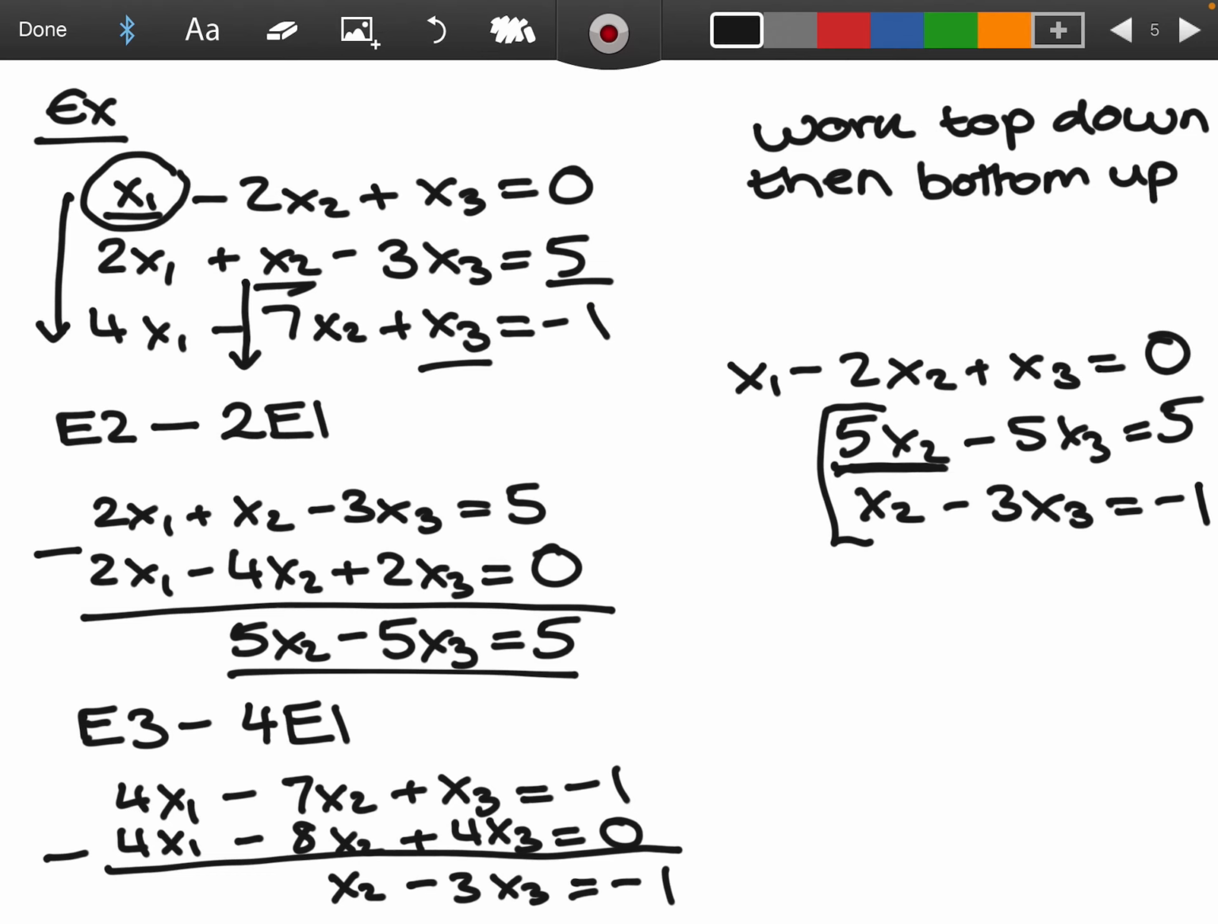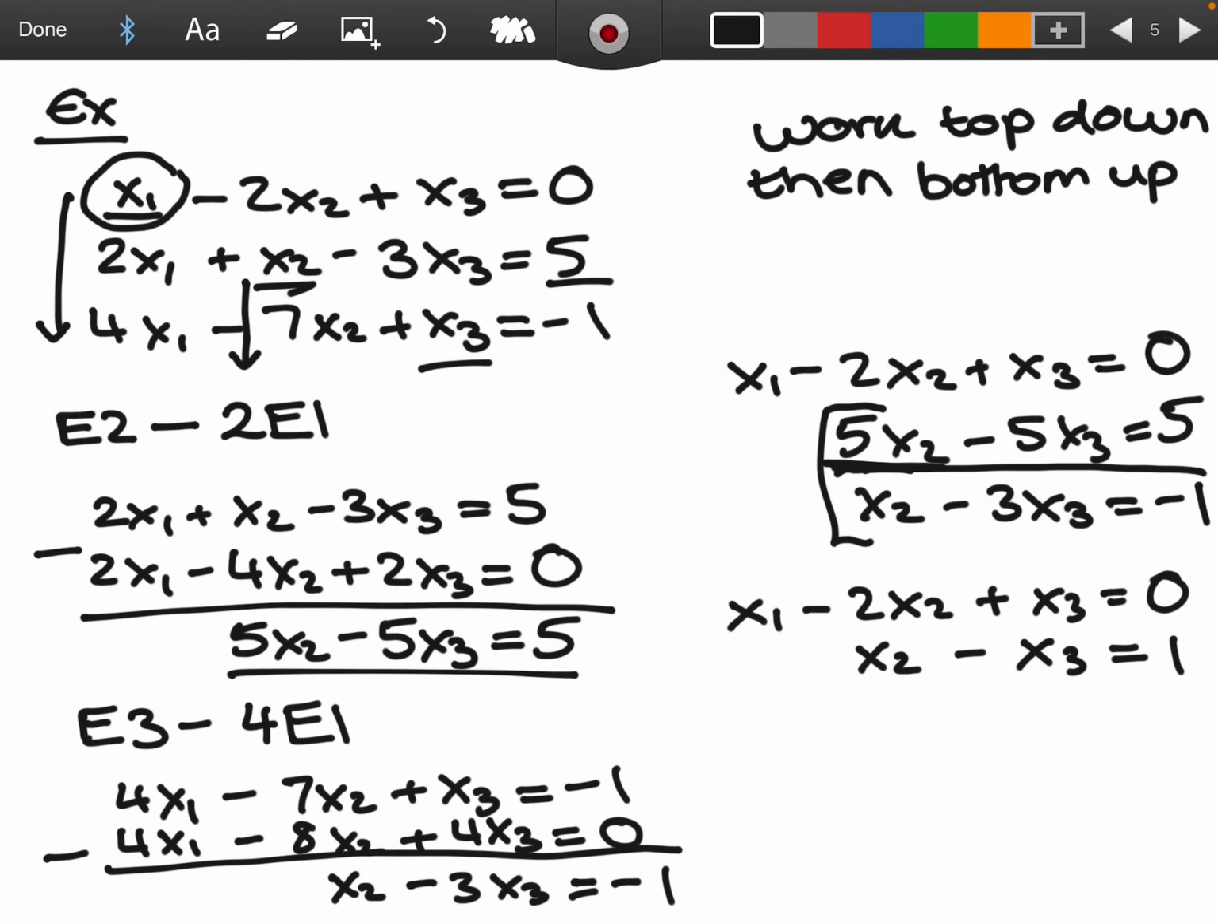Alternatively, what I could do is divide this whole equation through by 5. Let's do that, because again, I can do that without leaving fractions or decimals anywhere, and it will give me just x2 in that second position in my second equation. So I'm going to have x1 minus 2x2 plus x3 is equal to 0. Then I'll divide that second equation through by 5. It's going to give me x2 minus x3 is 1. And my third equation is that.